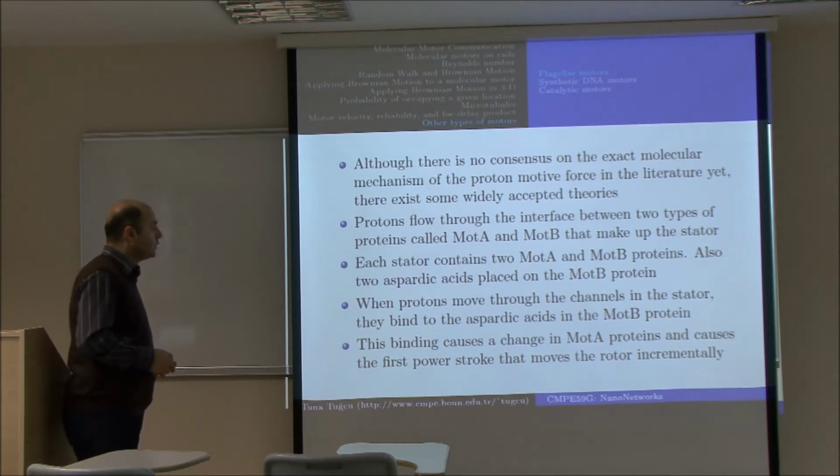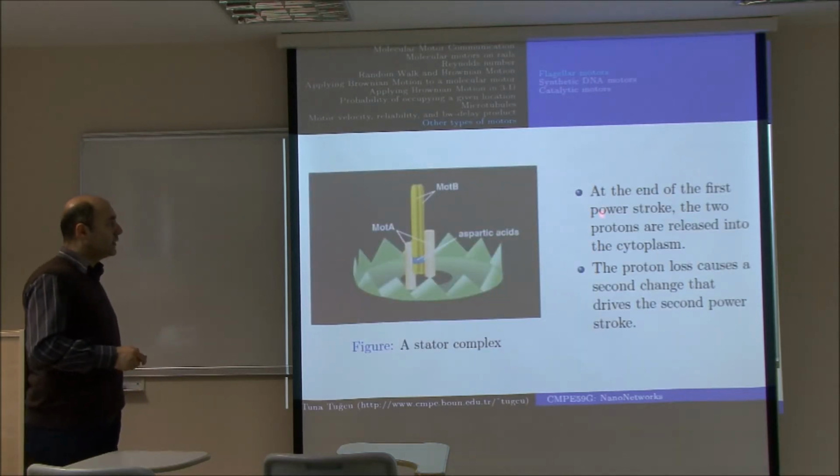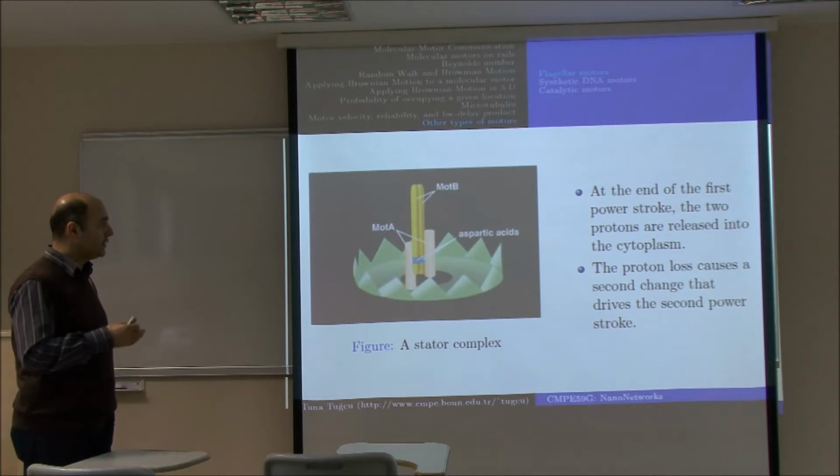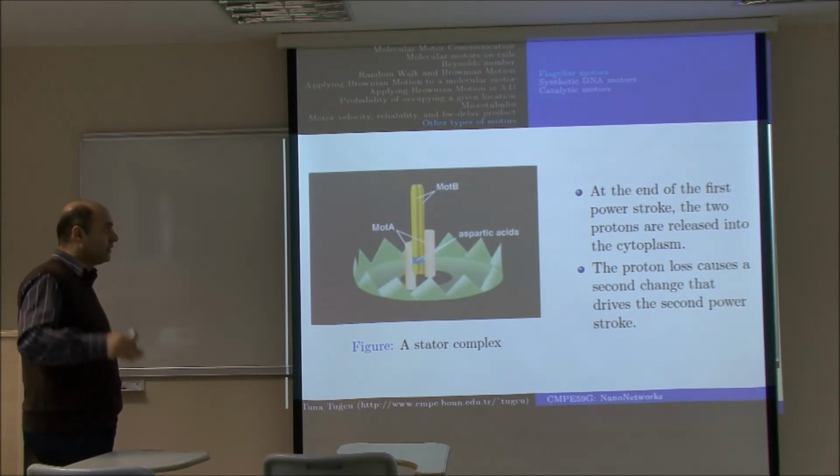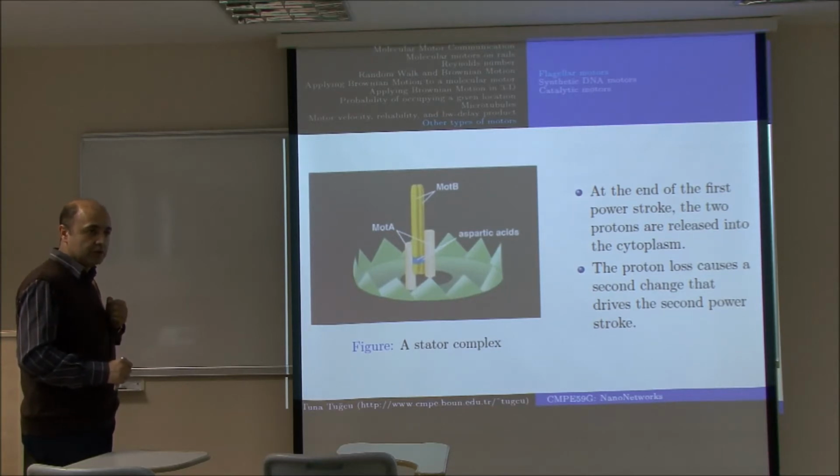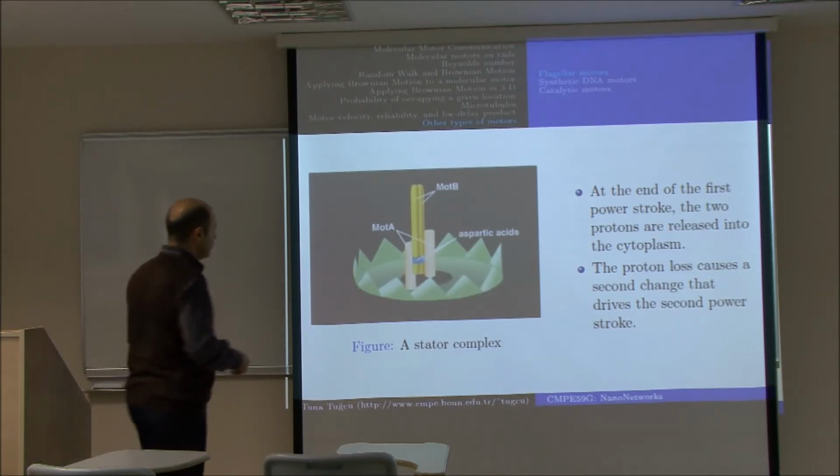At the end of the first power stroke, the two protons are released from the MotB protein and go into the cytoplasm, and this proton loss causes a second stroke, and it will turn this ring here.